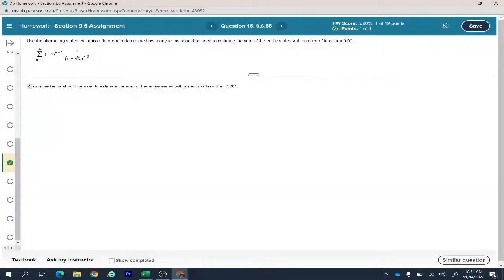Okay, so it's just finding the value of this term, which is supposed to be less than 0.001.